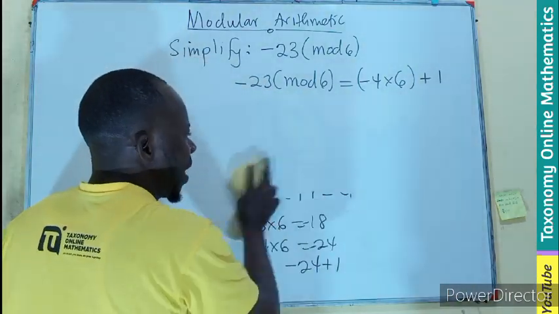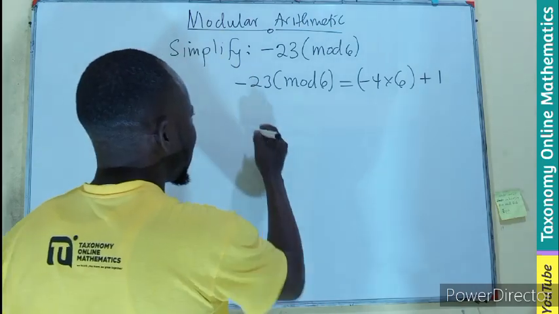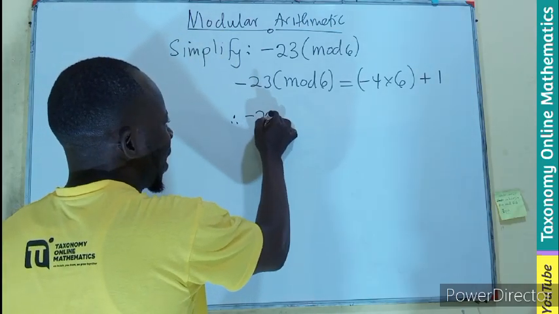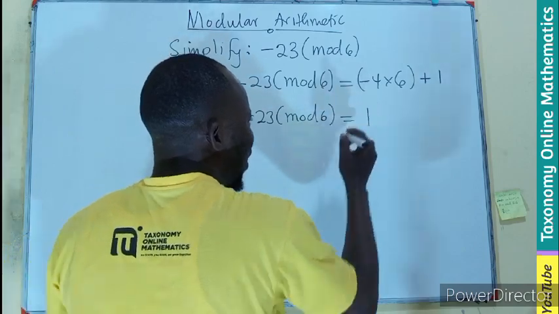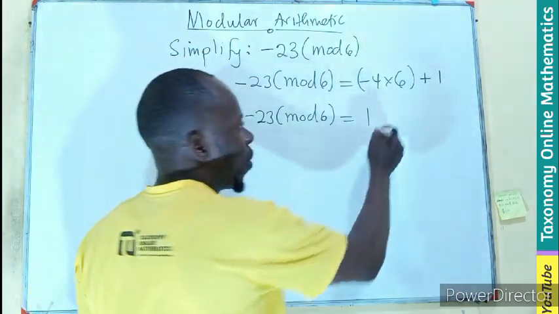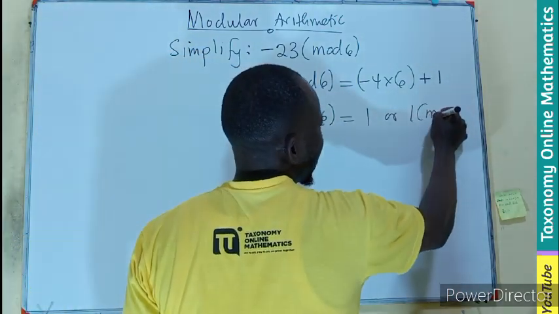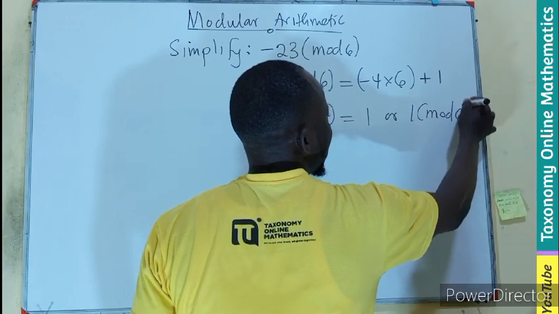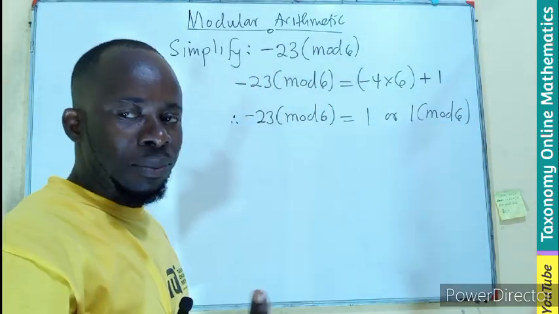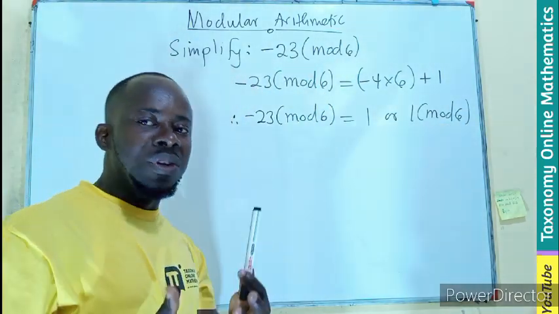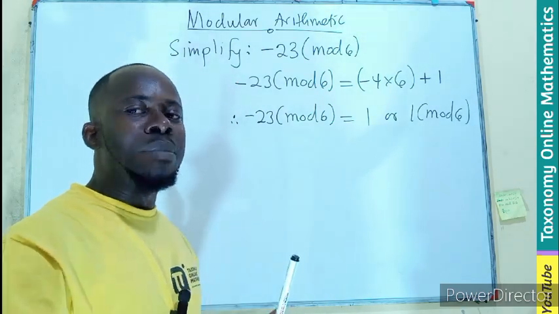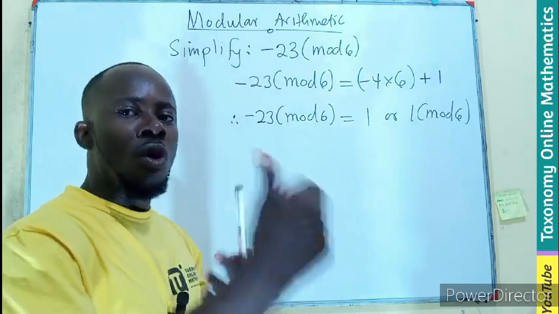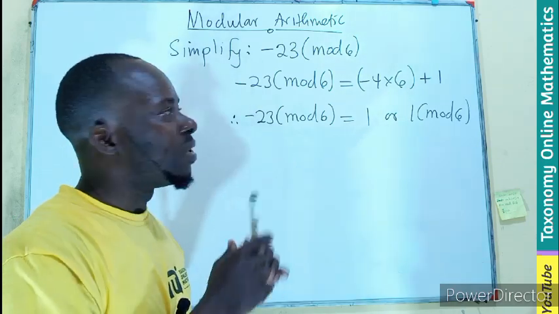So my final answer becomes, therefore, minus 23 in the mod of 6 becomes 1. Or we say 1 in the mod of 6. So that is the concept of using the actual definition of modulo: dividing an integer by another integer and making use of the remainder. That is what we have here.